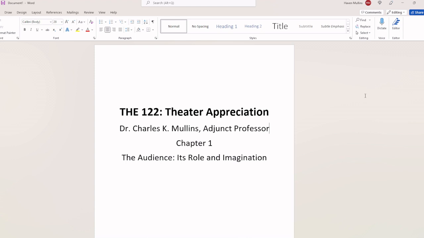So let's begin to appreciate theater. In chapter one, they talk about the mediated arts. Mediated arts are radio, film, television, digital streaming, performances captured or recorded through the use of other types of media. So, the mediated arts.